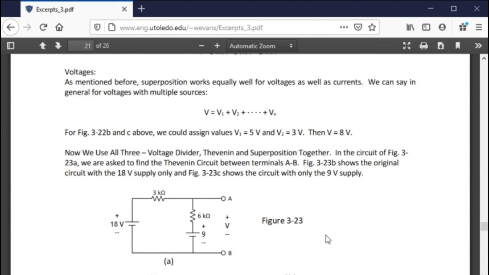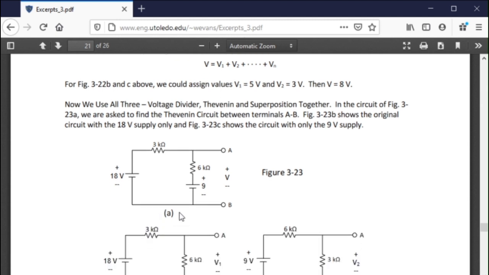Here, we use all three. We use voltage divider, Thevenin, and superposition. So this is a classic problem that we can ask you on a test or something like that, but it tests all three principles. So you're going to be using superposition, Thevenin, and voltage divider, all three in this problem right here. So how do you solve it? Well, you break it down into two problems, don't you?